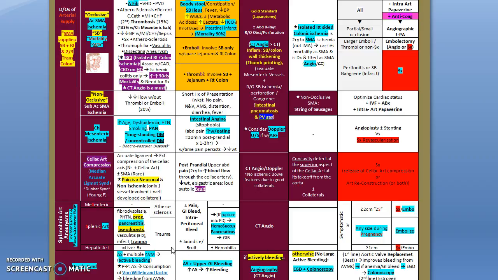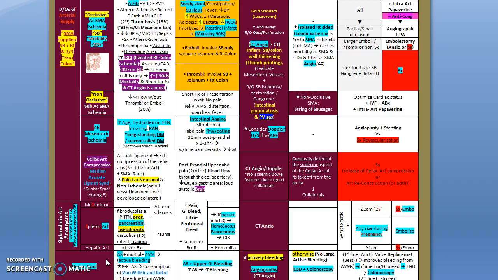Size-wise, for the hepatic artery aneurysm, if it's more than 1 centimeter, you go ahead and send the patient for surgery or embolization. For the splenic and the mesenteric arteries, the cutoff size here is 2 centimeters. That will require surgery or embolization. The only one thing here, if the patient is pregnant, at any size during the pregnancy, you need to embolize those patients, regardless of the size.